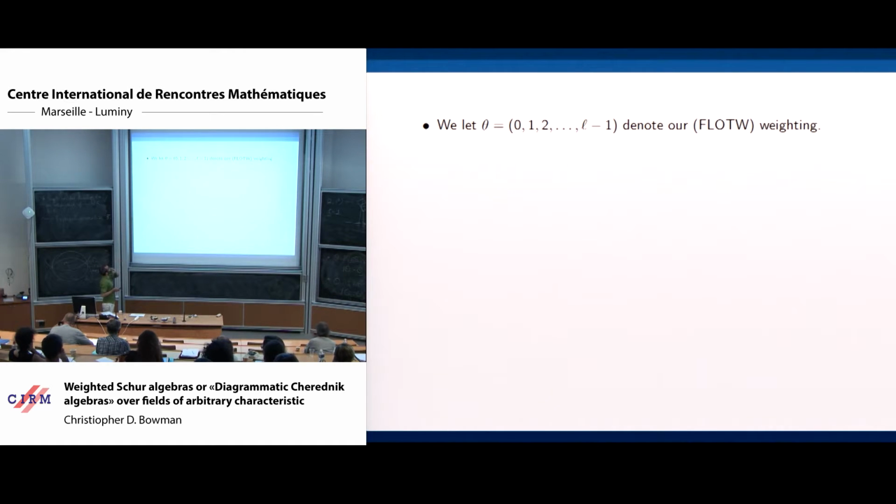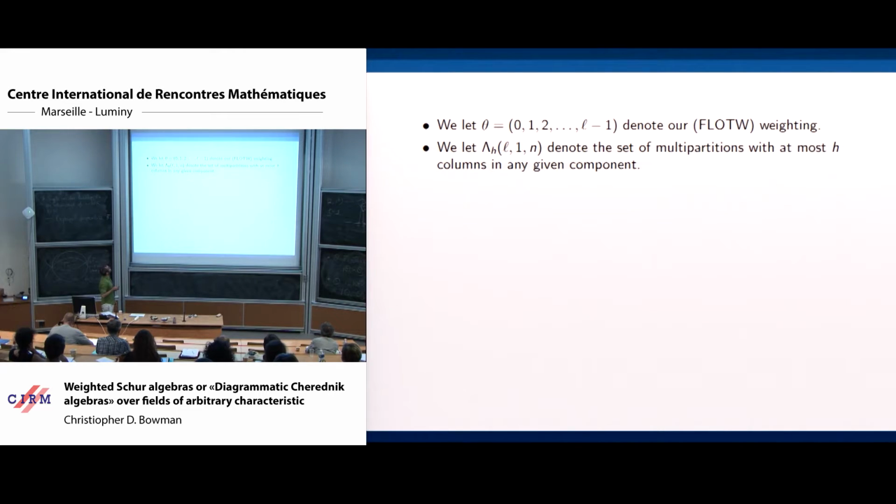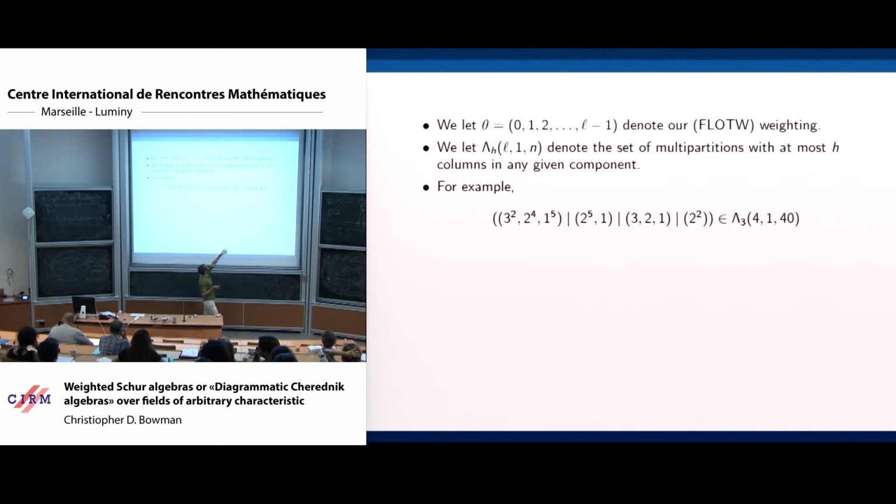So that's going to be a Flottwer weighting. And now what I'm going to be interested in is a subset of all multi-partitions in which each component has at most h columns. So here's an example. So here, if I consider partitions of 40 into 4 components, so here there's 4 components, 1, 2, 3, 4. Now, if I want them to have at most 3 columns in any given component, then the first number is always going to be less than 3. So that's all I'm saying. So all this set is talking about is multi-partitions with some restriction on the size of the first row.